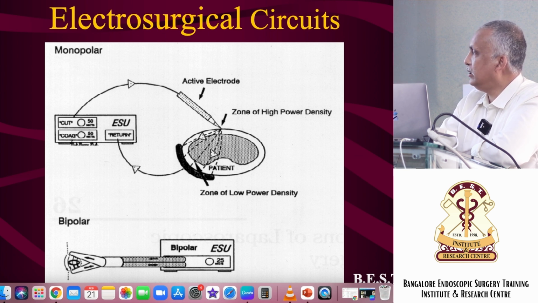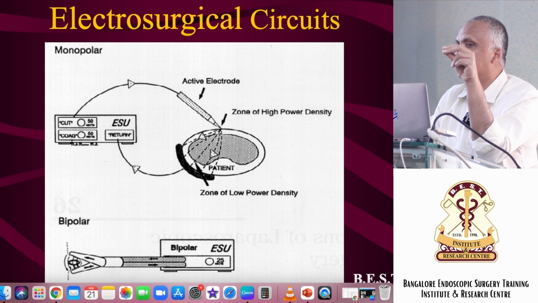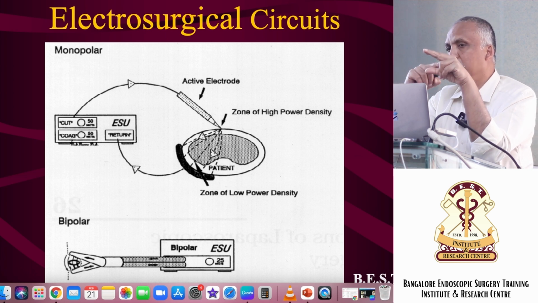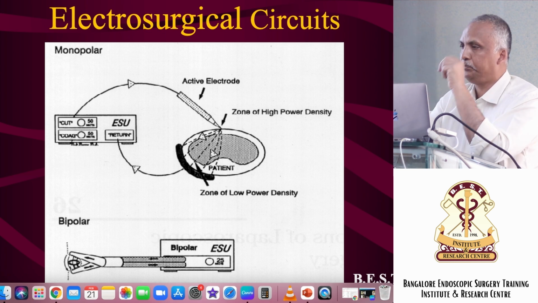In a bipolar, you don't need a return electrode. The instrument itself is like a forceps. So, in the forceps you have electrical energy coming through one, and then it goes back through the other one.